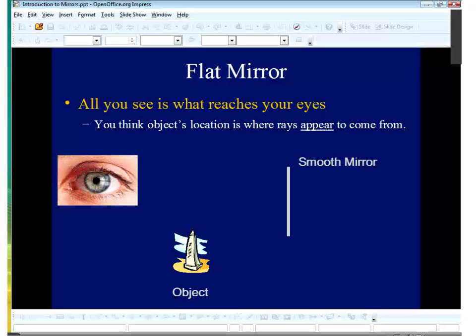We are also able to judge the location of the object which we are able to see, and that judgment is due to the direction of rays, where the rays are coming from. So from that we are able to judge the location of the object.